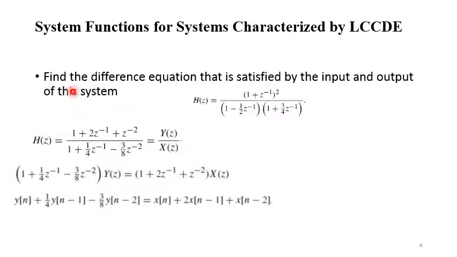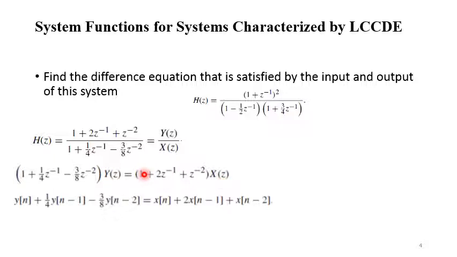So let's have a numerical problem. Here we need to find the difference equation for the given system function. So H(z) equals this expression. You know H(z) basically equals Y(z) over X(z). So we can do cross multiplication. We have this term multiplied with Y(z), and this is equal to X(z).